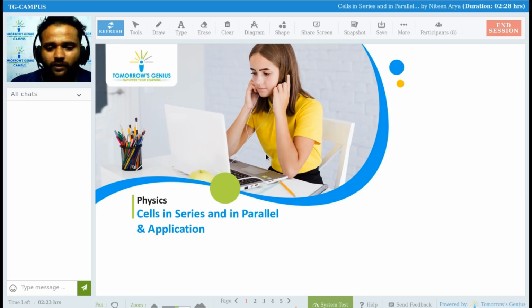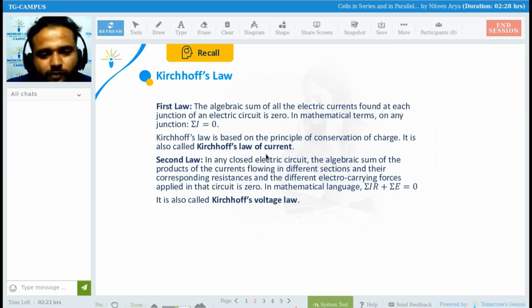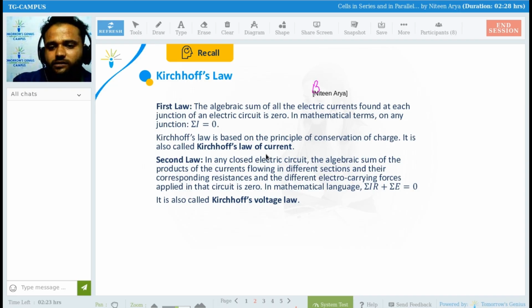Is this clear, everyone? Okay, so let's start. As we already discussed this, I'm quickly revising what it is in general. Kirchhoff's law: we have two laws. The first law is based on charge conservation. The second law is based on energy conservation.